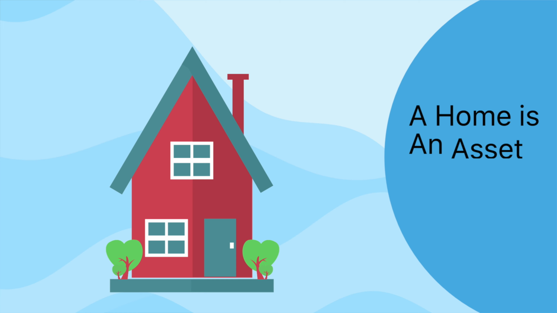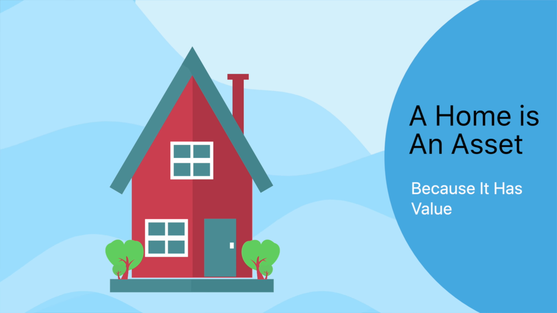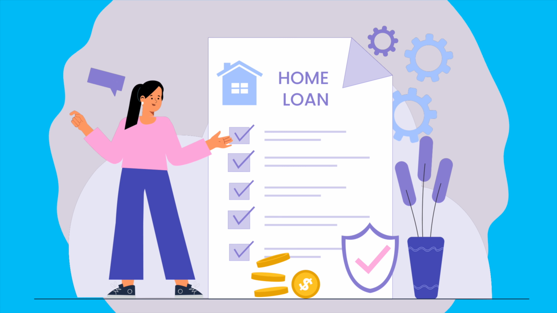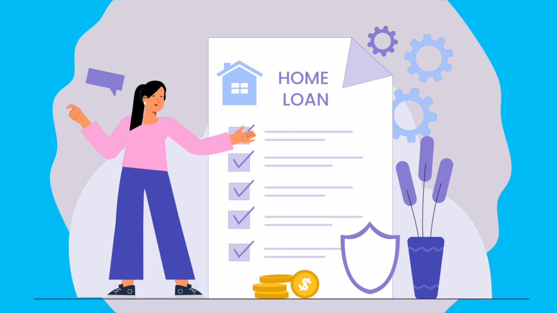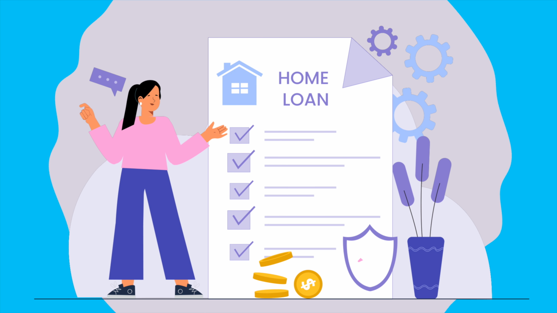Now you might be wondering, can an asset also be a liability? The answer is yes. The perfect example of this is your home. When you buy a home, it's an asset because it has value. You can sell it, rent it out, or live in it, saving on rent. But if you've taken out a mortgage loan to buy this home, it becomes a liability. You're now obligated to make those monthly mortgage payments.